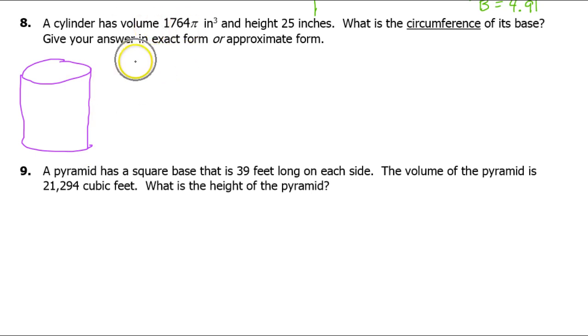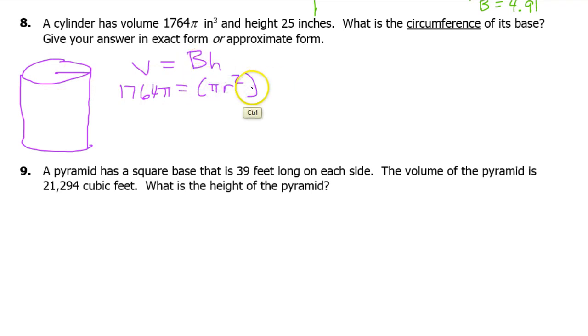So they mentioned volume. So the formula for the volume of a cylinder is the area of the base times the height. So we're given the volume. So that is 1,764 pi. The area of the base, we don't know what the radius is or anything like that. So all I can do for the area of the base is put pi r squared. That's the best I can do. And then the height of the cylinder is 25.